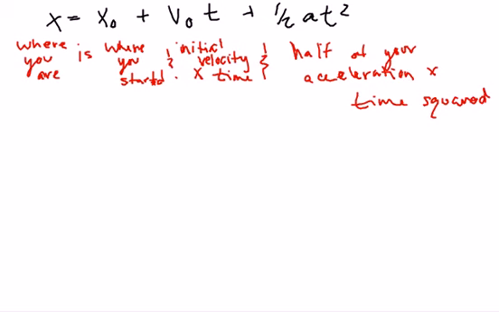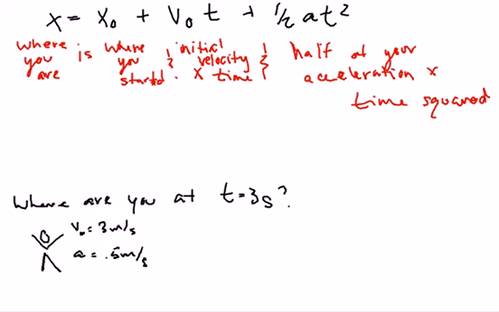So to put some of that into action, let's say we got a little guy, and this little guy has an initial velocity of 3 meters per second, a positive acceleration, so he's speeding up at 0.5 meters per second squared. Oops, almost messed up my units. And we want to know where he's at t equals 3 seconds. So you would just use your equation.